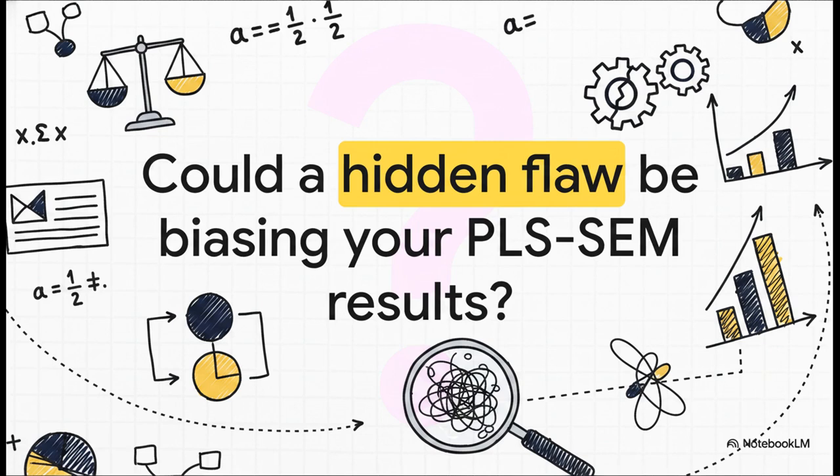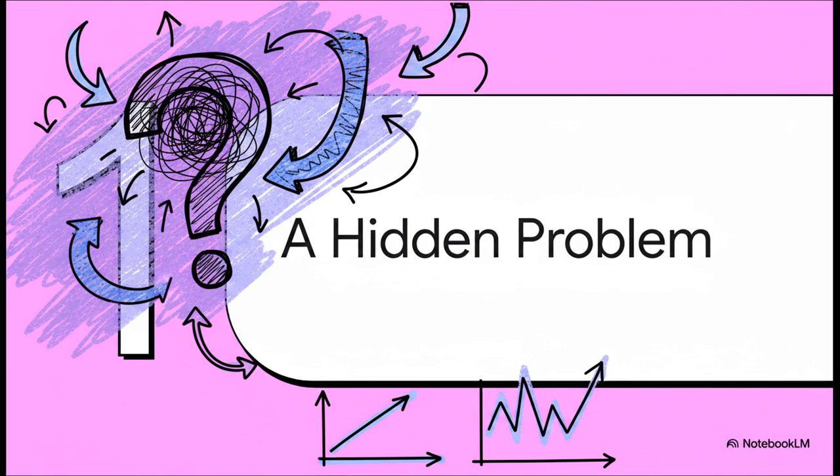Have you ever run a model and all the numbers look good, the results are significant, you feel like you're on the right track, but there's just this little nagging feeling, like, could something be off? Could there be some hidden flaw that's biasing your results, even when everything on the surface looks totally fine? Well, the answer is, very often, yes. And that hidden problem, it has a name: endogeneity.